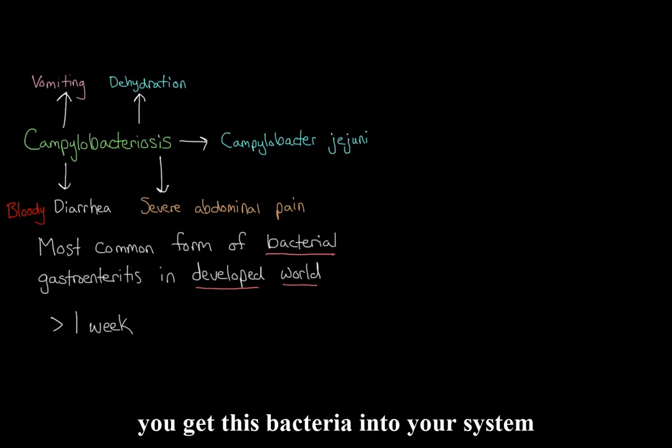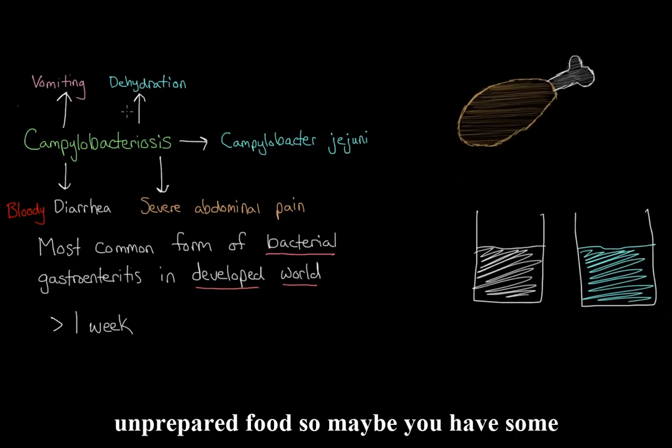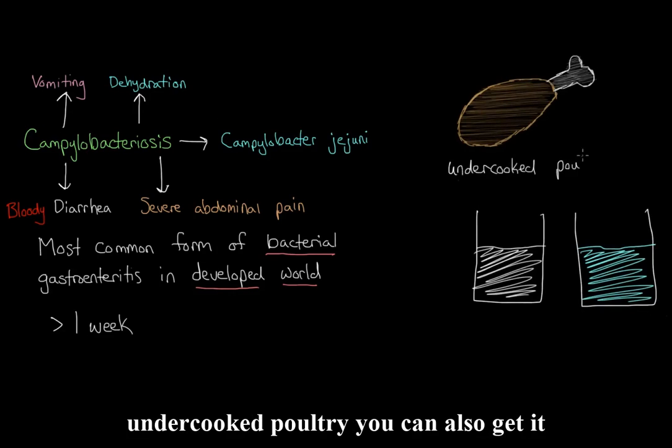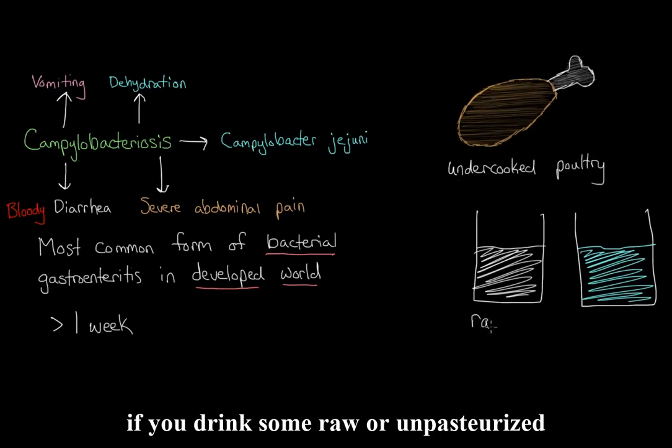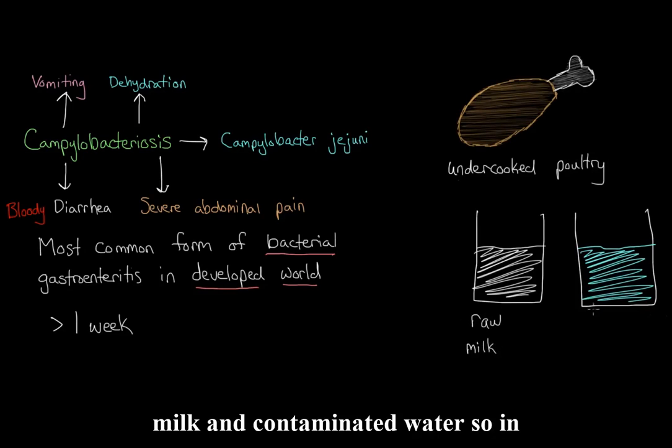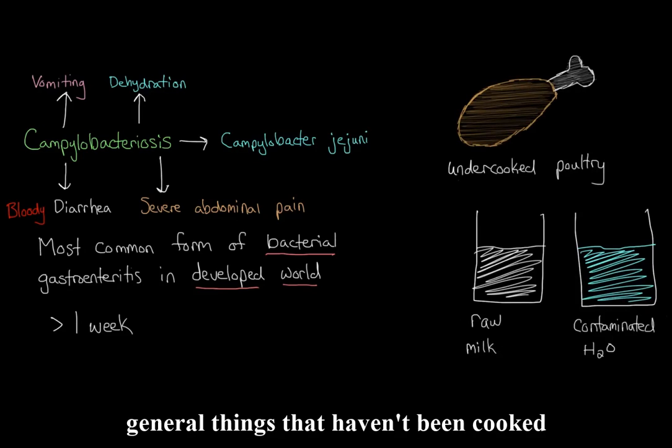Now, how can you get this bacteria into your system? It's usually if you eat some kind of unprepared food. So maybe you have some undercooked poultry. You can also get it if you drink some raw or unpasteurized milk and contaminated water. So in general, things that haven't been cooked and prepared well.